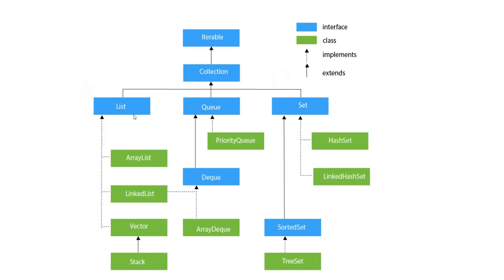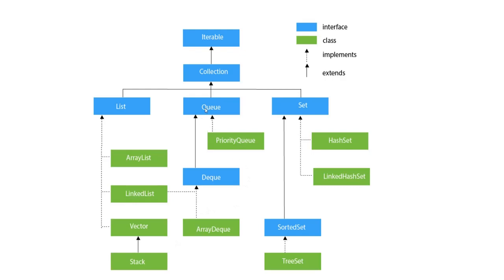Basically, under collection, we have list, queue, and then set. Under list, we have four different types, which are array list, linked list, vector, and under vector, it is stack. Okay. So these are the different categories that come under list. It is one of the important concepts. Understanding list and array list is very much important for testers.